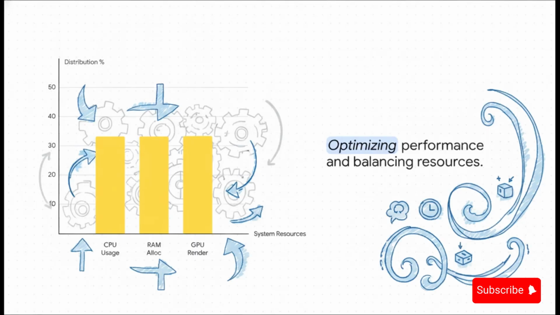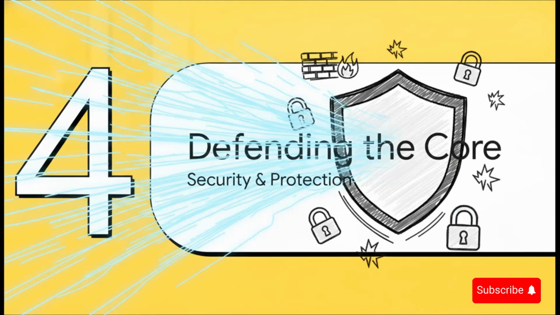Now, to prevent annoying crashes, Windows has to dynamically juggle resources in real time. We're talking about a perfectly optimal distribution between CPU usage, RAM allocation, and GPU rendering, all while handling background multithreading, task scheduling, and caching. It's this constant, completely invisible balancing act happening every millisecond to give you a smooth, crash-free experience. Which brings us to Section 4, Defending the Core, Security and Protection.